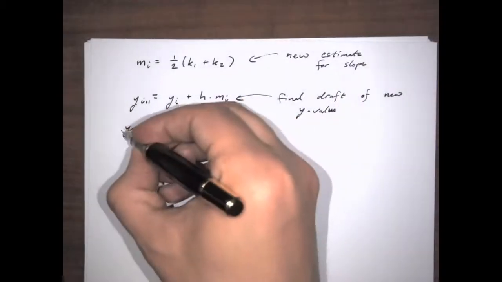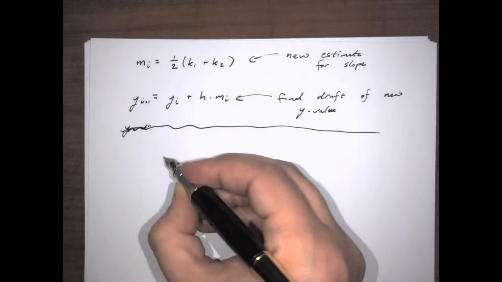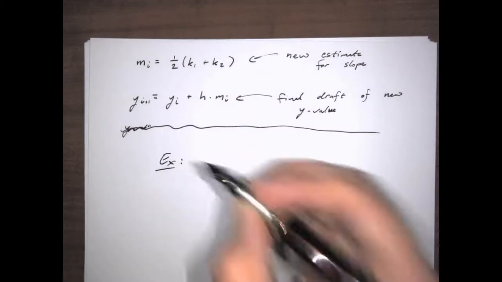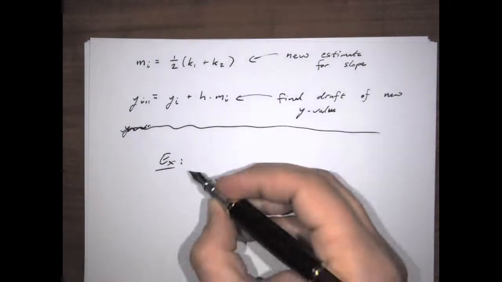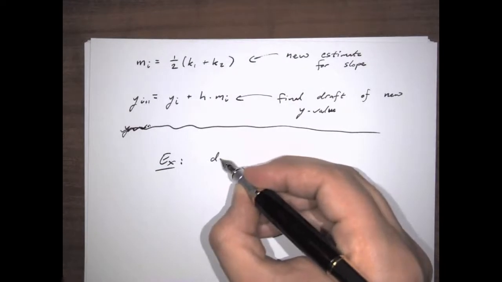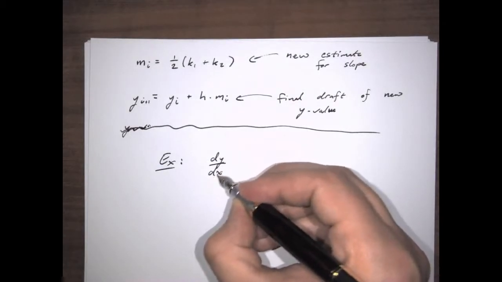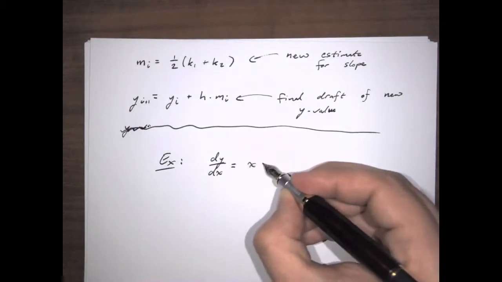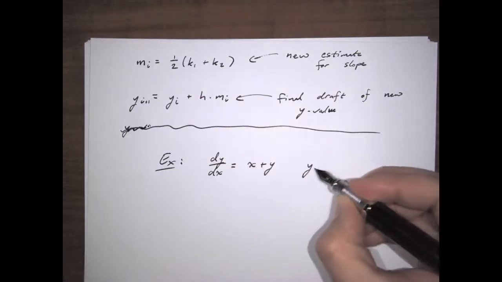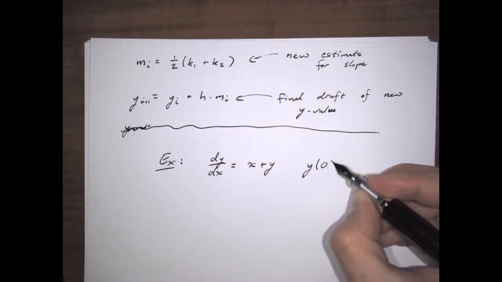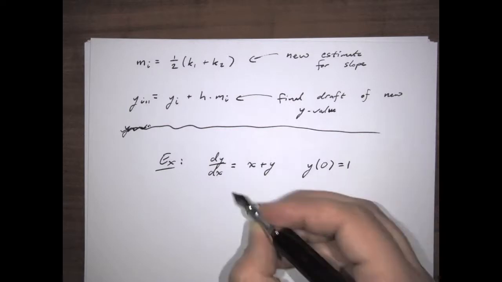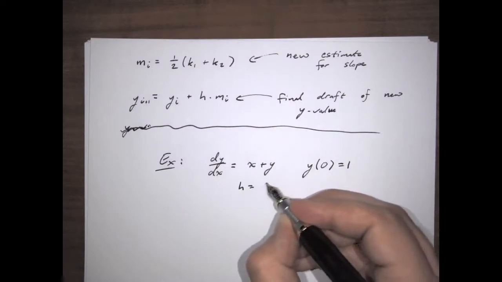Alright, so let's try this as an example. We'll just take the example that we were already doing. Take dy dx is equal to x plus y. We'll take as an initial condition y of 0 equals 1, and we'll take as a step size 0.1.